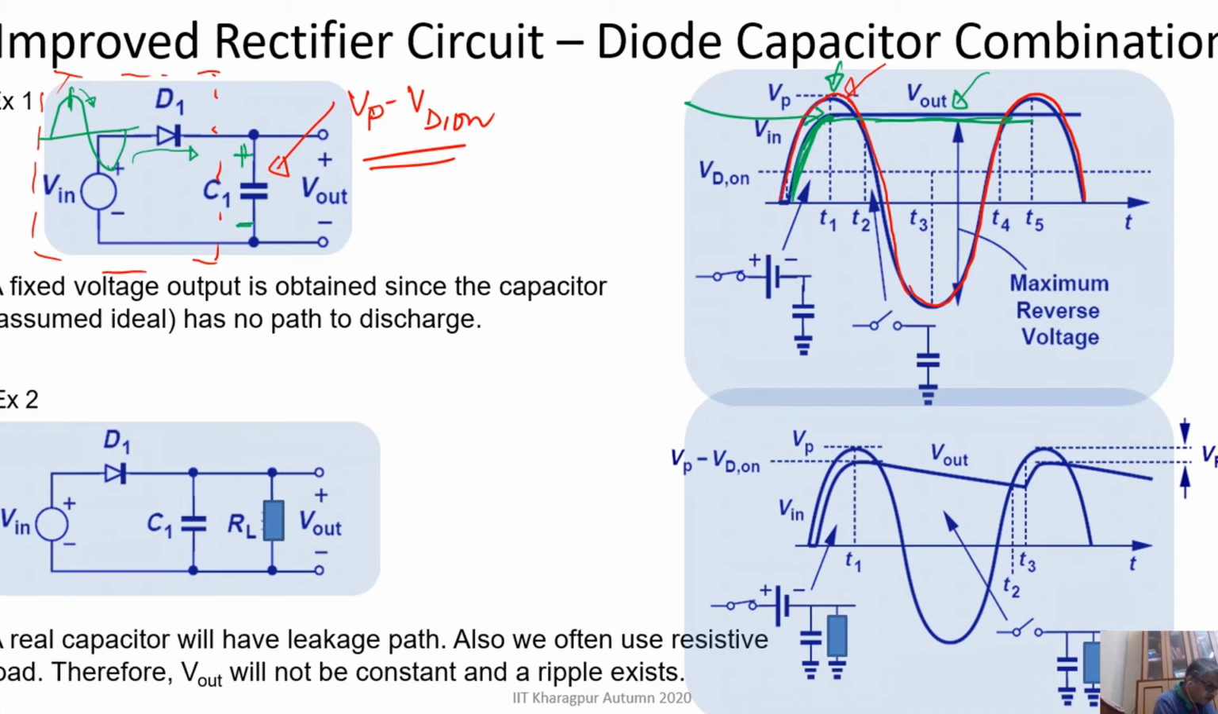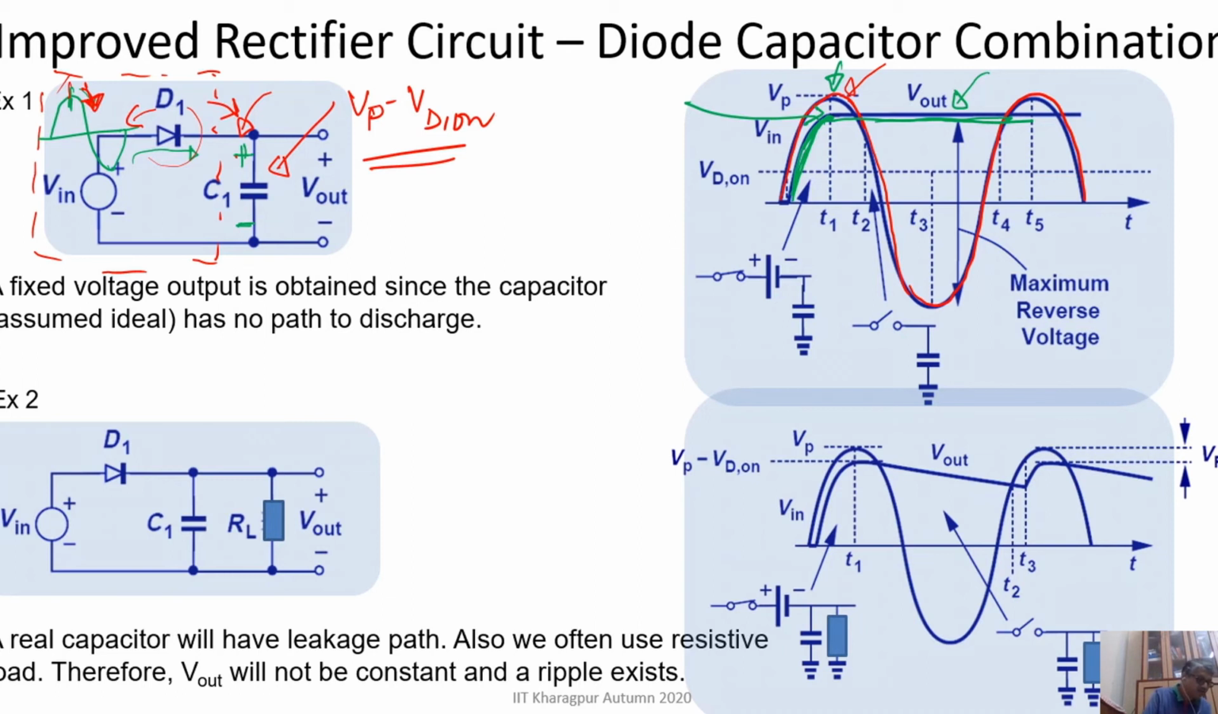So when the input signal goes down from Vp, this diode will be reverse biased, because the voltage across this capacitor will be larger. If this input voltage reduces, the difference between the input signal and the signal across the capacitor will not be Vd on. So the diode will be off, or reverse biased.